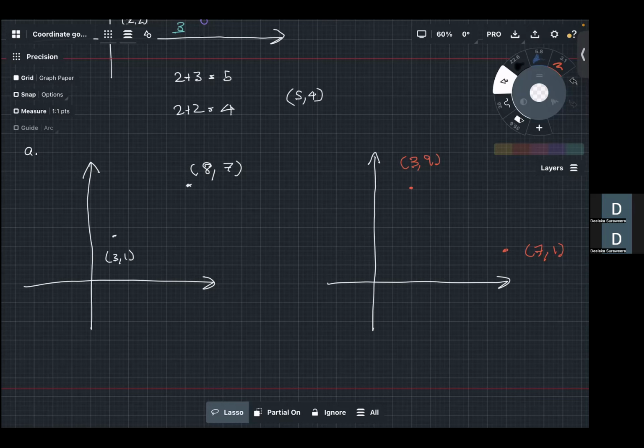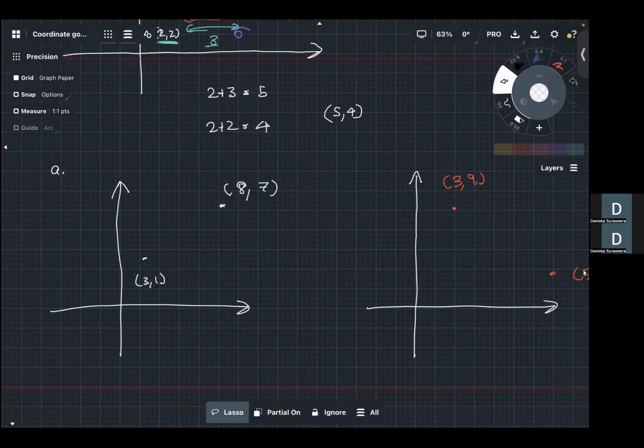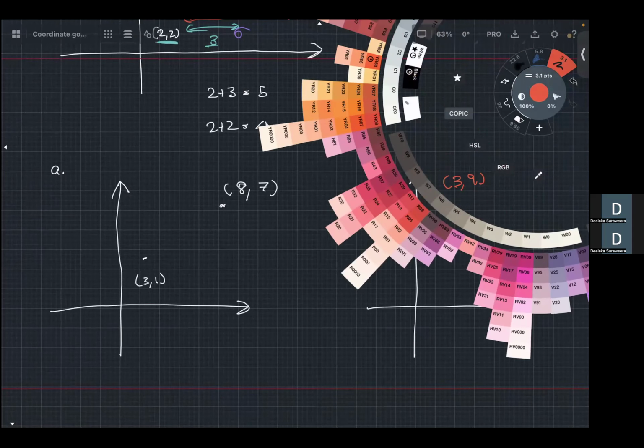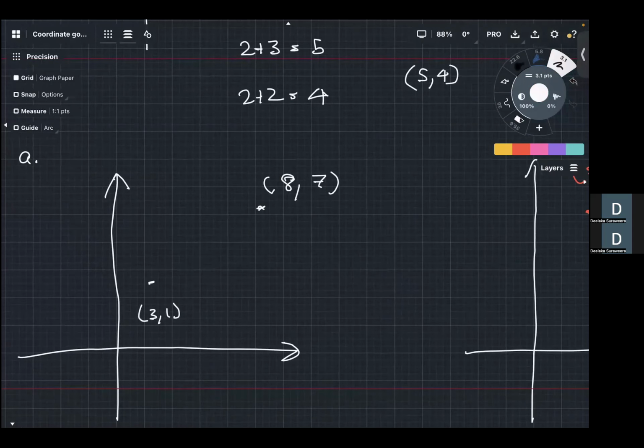All right, so here we have the two points (3, 1) and (8, 7). Find the midpoint. Think about which direction you need to go. Start at 3, you go to 8. That's to the right by 5 units. I'm considering this as the starting point.